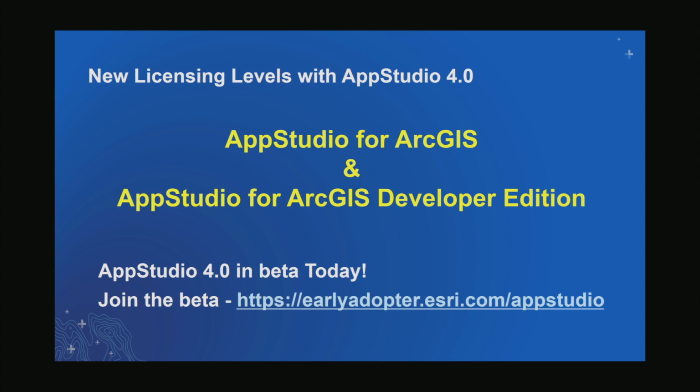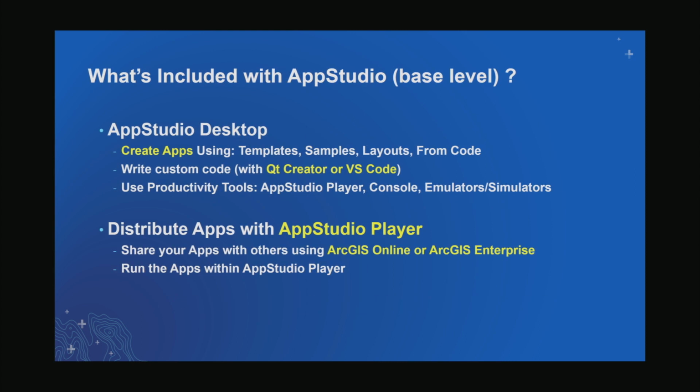Now let's talk about what you get at these different levels. So this AppStudio for ArcGIS, I'll call the base level. Well, you get a lot of the stuff we showed today. You get AppStudio Desktop at this base level. You can create apps using our templates, samples, and layouts.